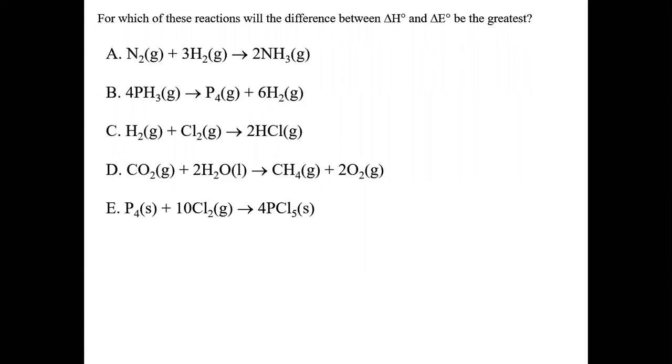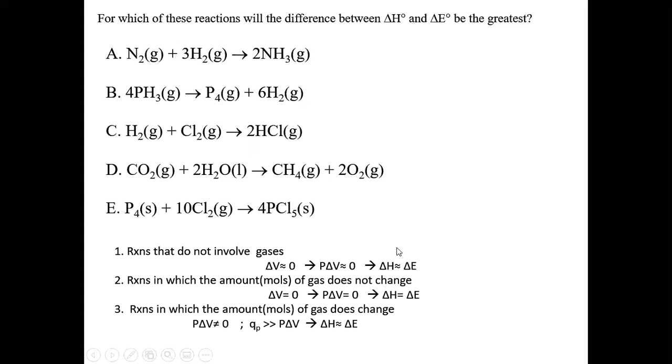So when we look to see which one of these reactions would have the greatest difference between delta H and delta E, what this means is that it's going to have the most work done in the reaction. The greater the work, the bigger the difference between delta H and delta E. The less the work, or if no work is done, the smaller the difference between delta H and delta E. The most obvious question is, how do we determine the difference between delta H and delta E? There are three types of reactions.